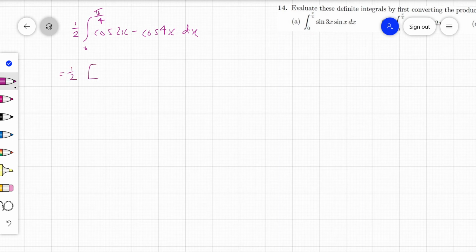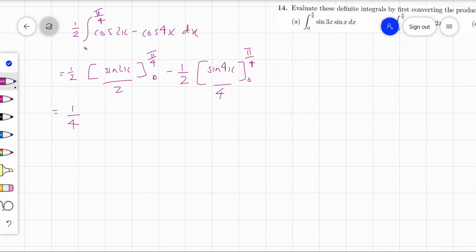So cos goes to sine. Of course, we need to divide by that 2. And I'll just put minus a half out the front here. So cos 4x goes to sine 4x, and we're dividing by 4 here. And that's between 0 and pi on 4. All right. So if I just put that half out the front, let's have a look at that.